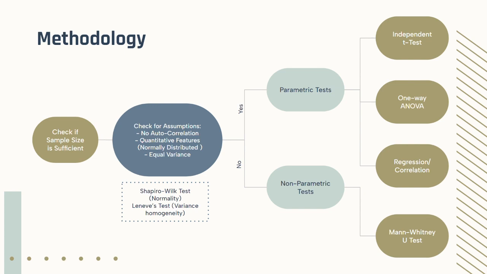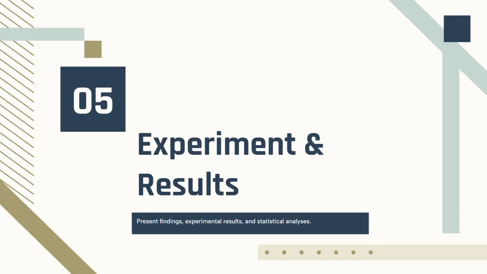Over here, we found that all the quantitative features were approximately normally distributed. Although the second test, variance homogeneity, failed, hence we used a combination of both parametric and non-parametric tests because for most of the hypotheses we were using categorical features. In parametric tests we used the independent t-test, one-way ANOVA and regression correlation. And for non-parametric tests, we used the Mann-Whitney U-test. Moving on to the experiments and results, that would be explained by my friend Krishna Rajput.